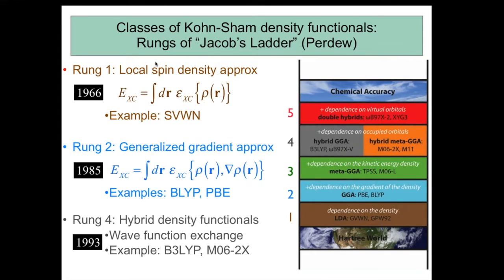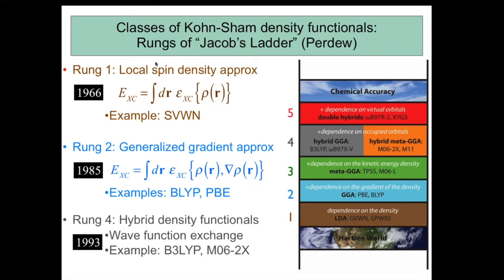I'll skip rung 3 for now, although we'll come back to it in great detail later on. Rung 3 in green includes dependence not just on the gradient of the density, but also on what is called the kinetic energy density, which is like a second derivative quantity. It's at rung 4 that the first non-local corrections begin appearing, the first point at which functions that depend on 2 electron coordinates enter, and those include non-local exchange, thereby giving rise to what are called hybrid density functionals.